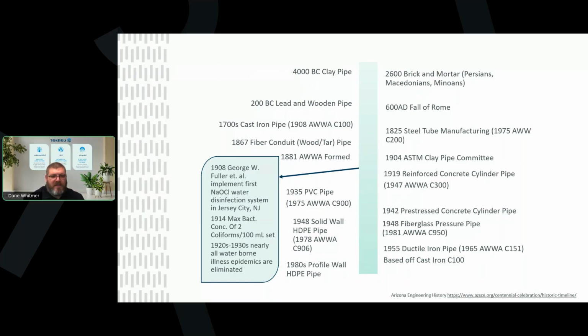We started to see cast iron pipe back in the 1700s. With the formation of AWWA in the late 1800s, it was then standardized at about the start of 1900. Steel tube manufacturing started occurring in 1825, but steel pipe wasn't even standardized until 1975. Like I said, a lot of different types of pipes here and there. An interesting point here that I like to pull out is the concept of chlorination, right?